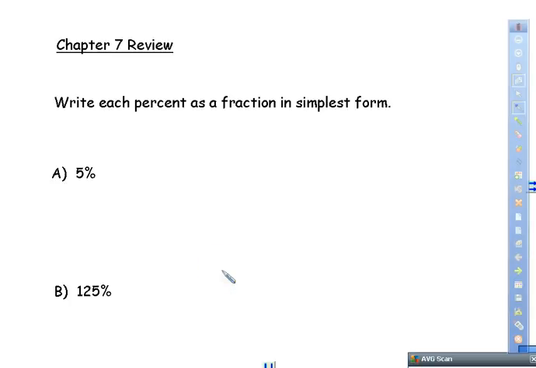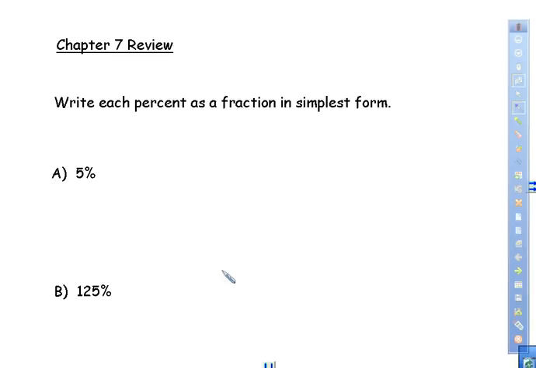All right, good afternoon. This is a Chapter 7 review for your chapter test. And it says, first of all, to write each percent as a fraction in simplest form. What you're needing to do is copy down these examples and then solve them first, and then I will go over them and see how well you've done by comparing your answers to mine.